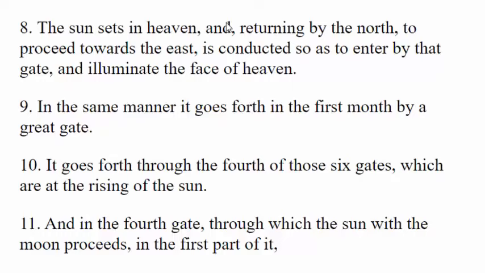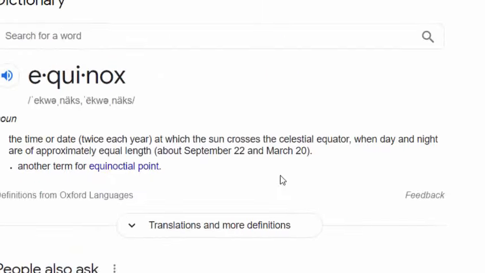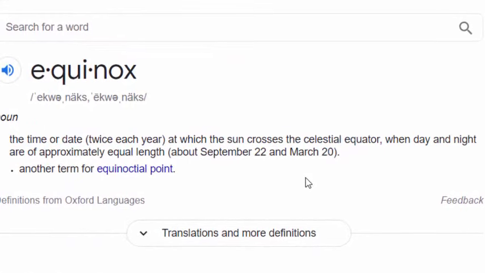All they had to do was look at where the shadow was being cast to know which season they were in. So when we come back to verse 9, we see when the beginning of the year is, and that is when the sun enters the fourth portal, or the fourth gate. And again, we know this date because it is the date after the equinox, or the date after the days and the nights are equal, which is around the equinox.